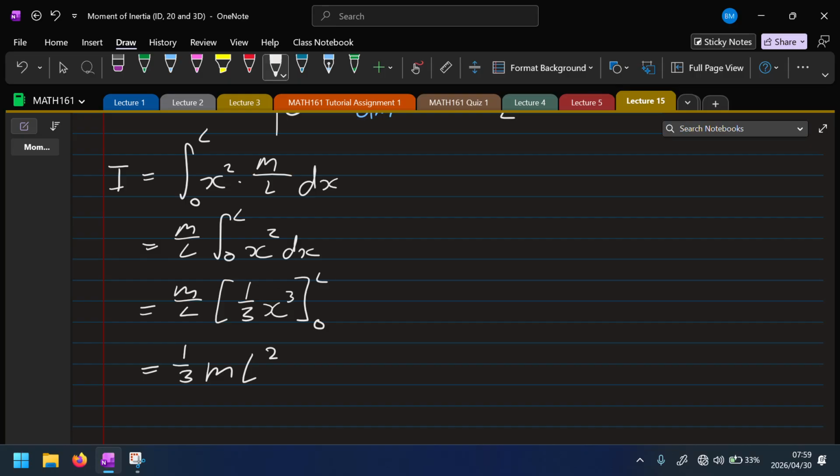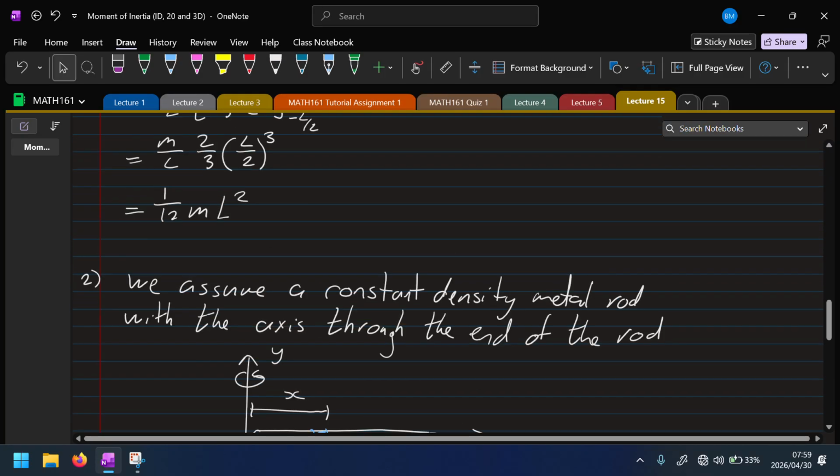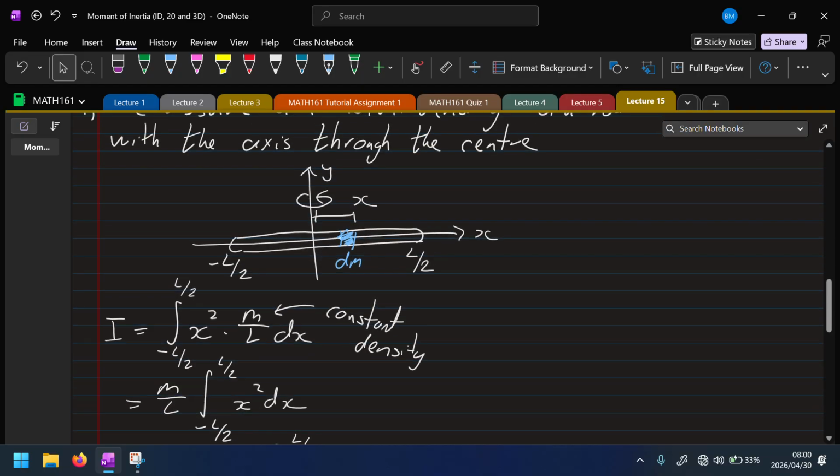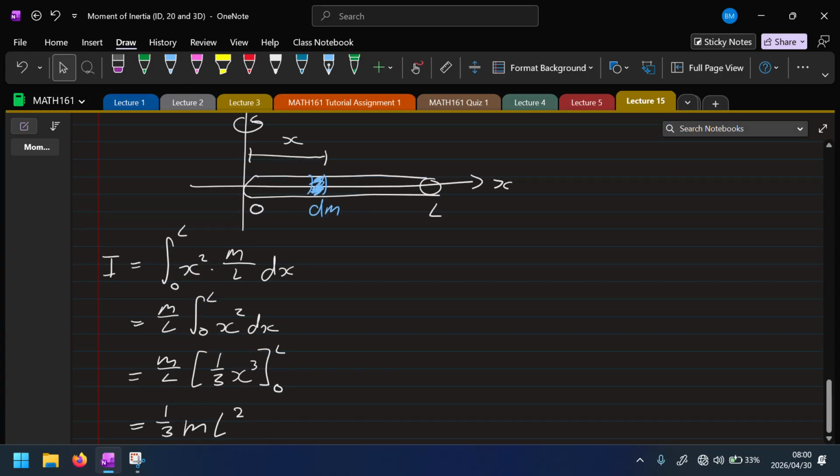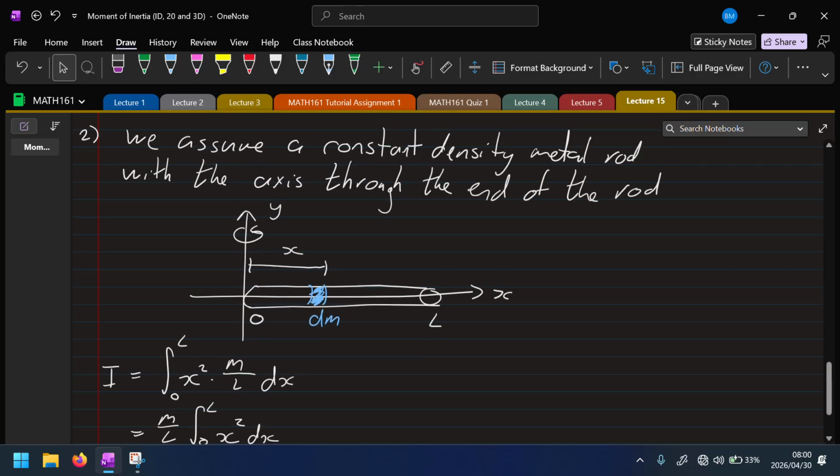So we have this. Okay, so between the two of them, we have case 1 where it's through the middle, case 2 where it's through the end of the rod. Which one's more difficult? Number 1 or number 2? Number 2. Yeah, 1/3. It's bigger. Okay, so this one is more difficult. Why is it more difficult? It's because more of the mass is further away.